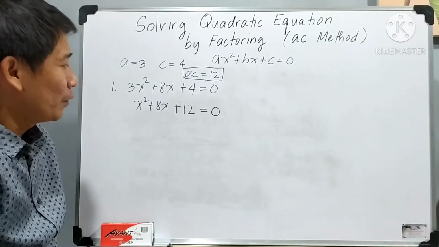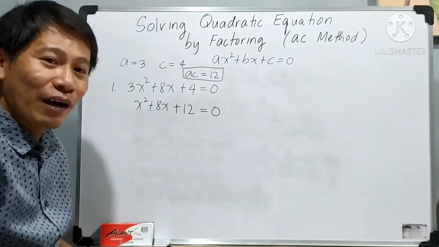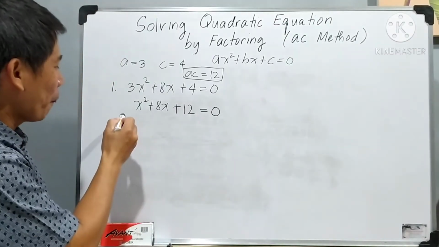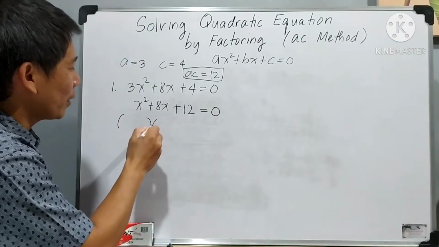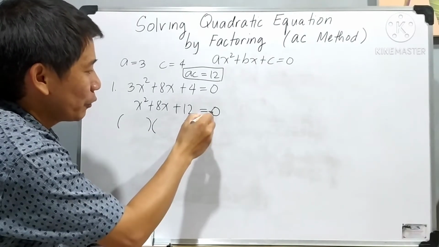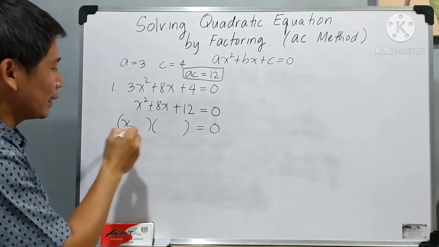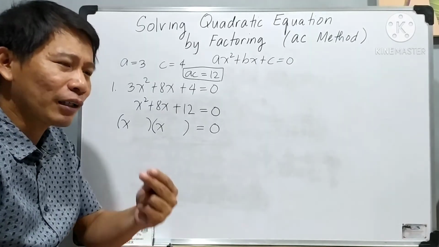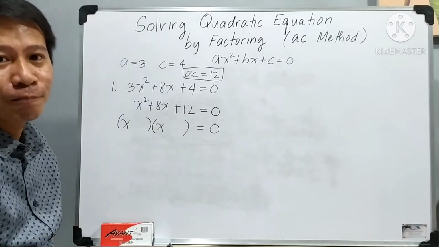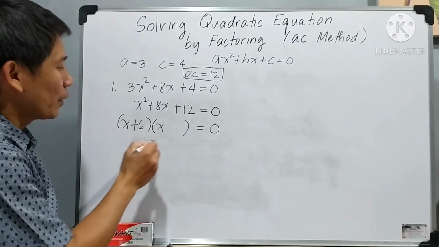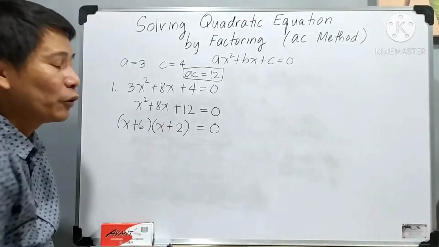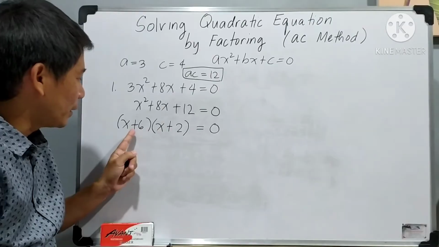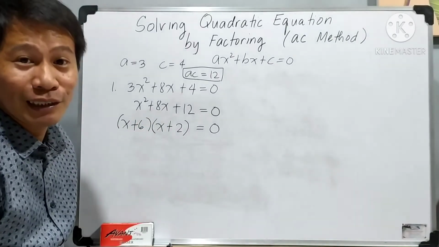So, in other words, madali na siyang ma-factor. So, paano natin uli ipa-factor yan? Kagaya ng ginagawa natin kanina, so gagawa lang tayo ng dalawang binomial factors. So, equals to 0. So, it's x pa din. So, lahat positive, therefore, dalawang positive. So, ano yung factors ng 12 whose sum is 8? So, we have positive 6 at positive 2. Kasi 6 times 2 is positive 12 and 6 plus 2 is positive 8.